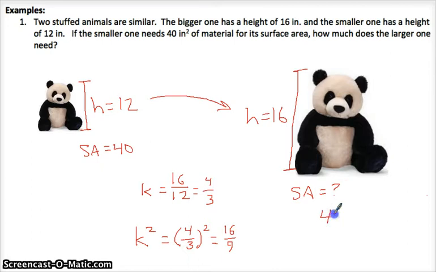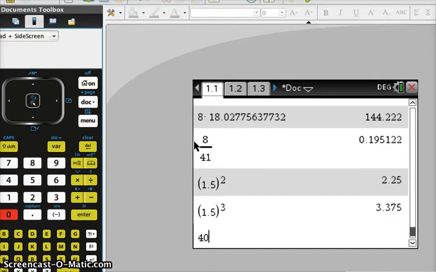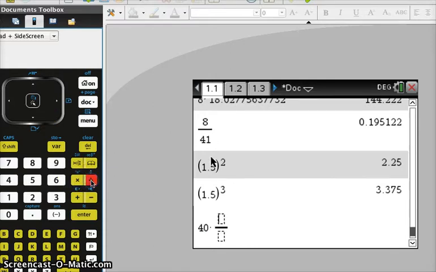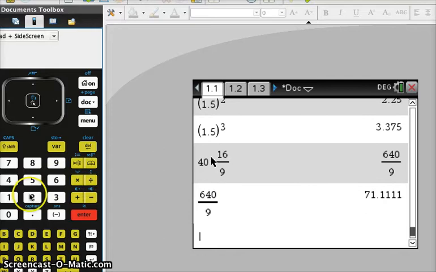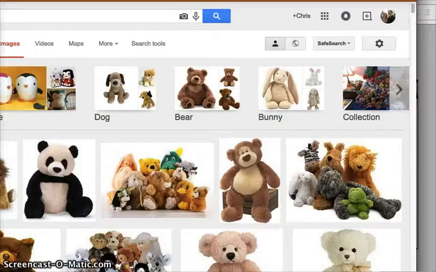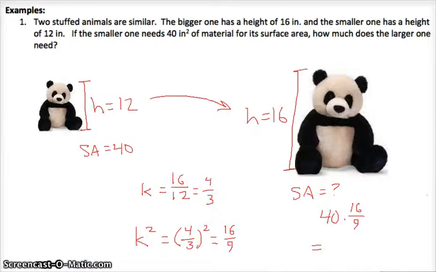How do I write that? Well, I just say that again. It's 16/9 as big as 40, and that equals 40 times 16/9. If you want it as a fraction, which I love, 640 over 9, or if you like decimals, about 71.1 repeating.